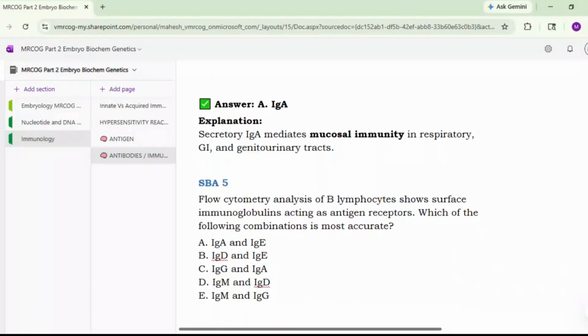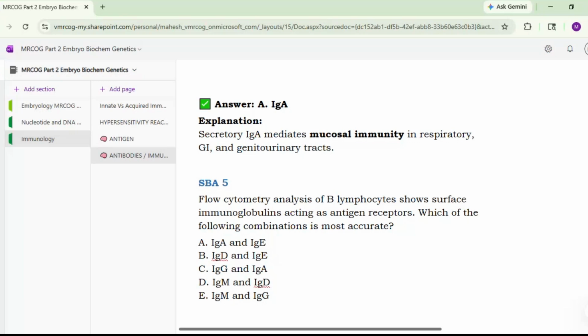Next. Flow cytometry analysis of B lymphocytes shows surface immunoglobulins acting as antigen receptors. Which of the following combinations is most accurate? IgA and IgE, IgD and IgE, IgG and IgA, IgM and IgD, IgM and IgG. There are IgM and IgD.